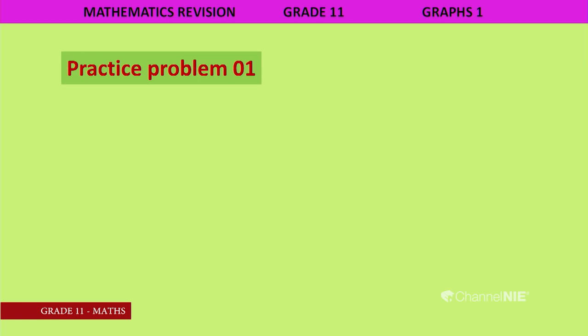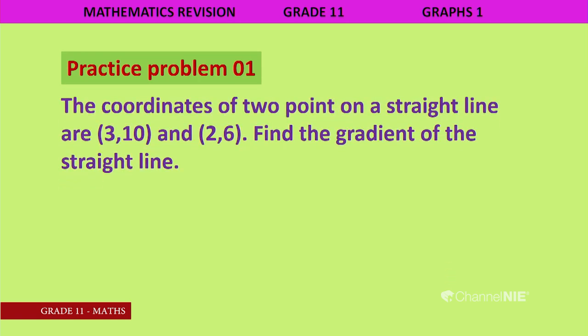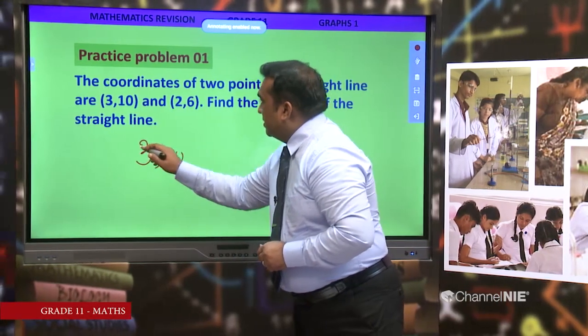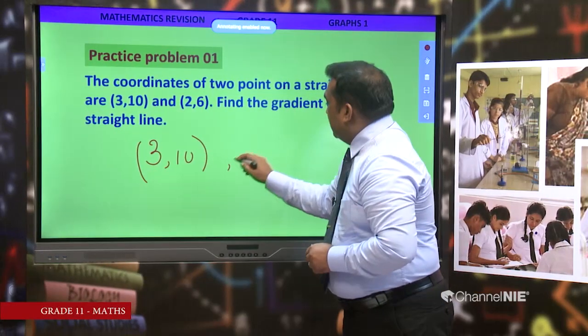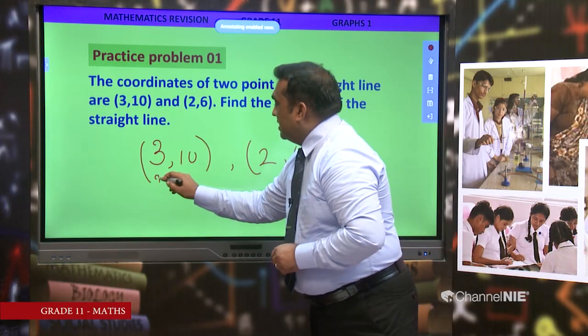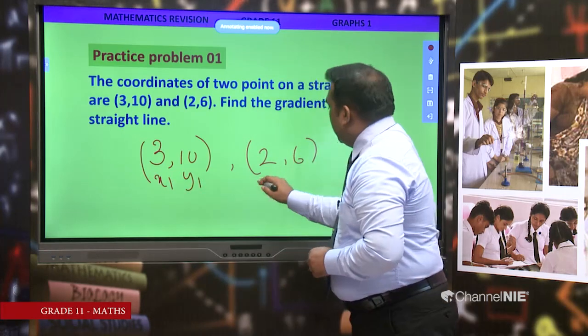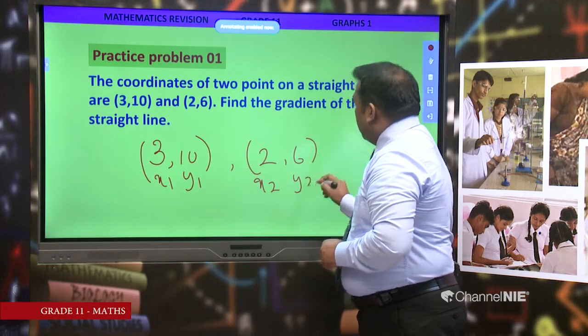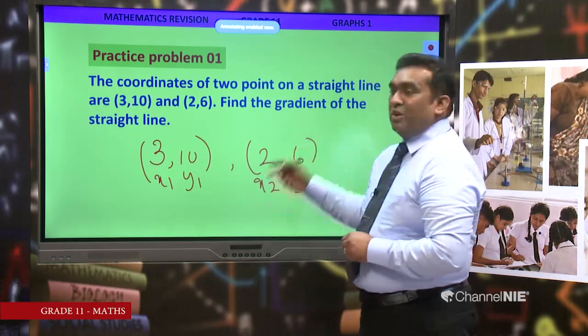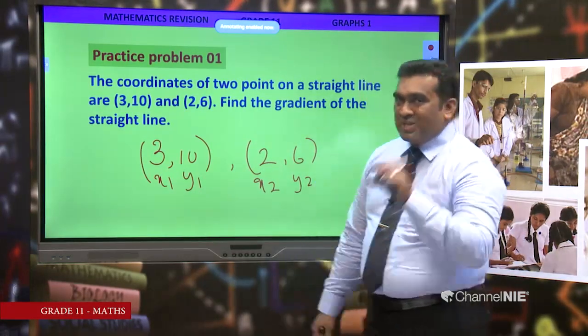Now we are going to practice the concept, solving problems. The coordinates of 2 points on a straight line are 3, 10 and 2, 6. Find the gradient of the straight line. Then 3, 10, right? Next one 2, 6. You can consider this as x1, y1, x2, y2. If you want to consider this one as x2, y2, you can consider here x1, y1, no problem. Right? As you like, you can select.